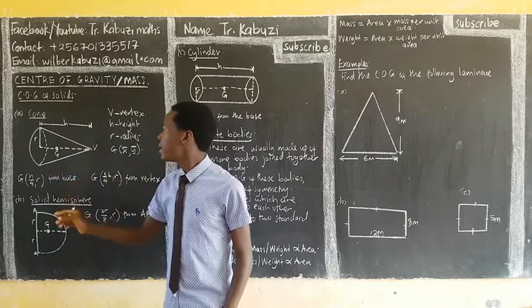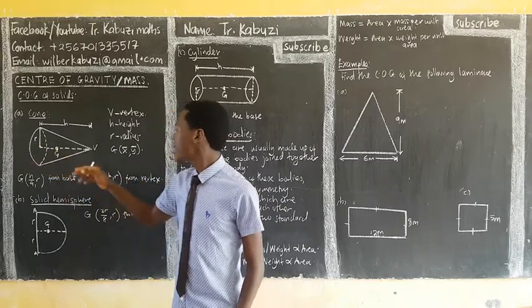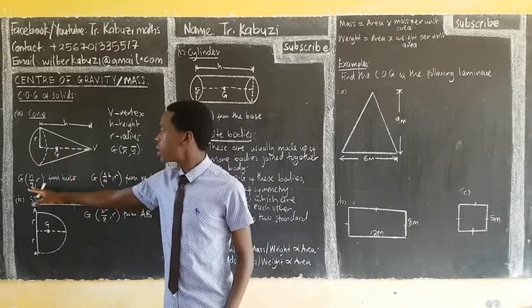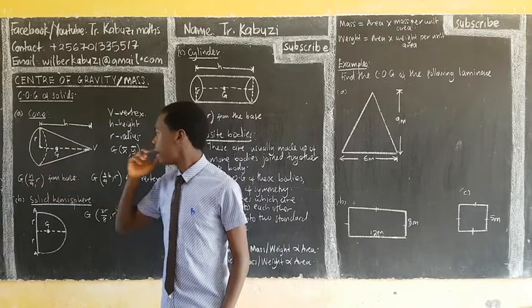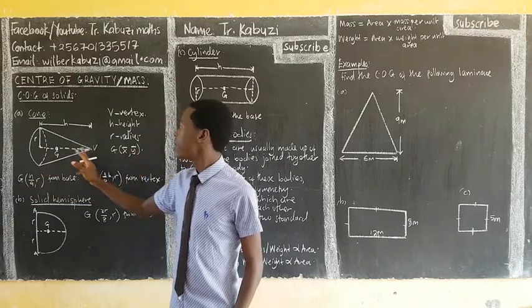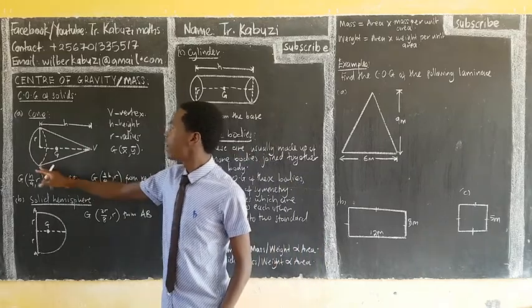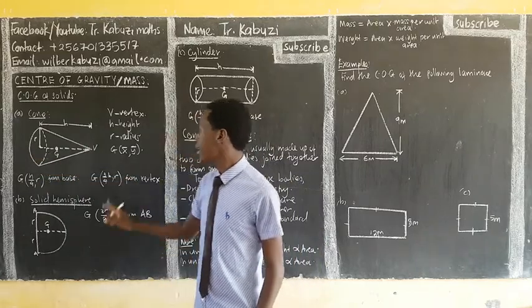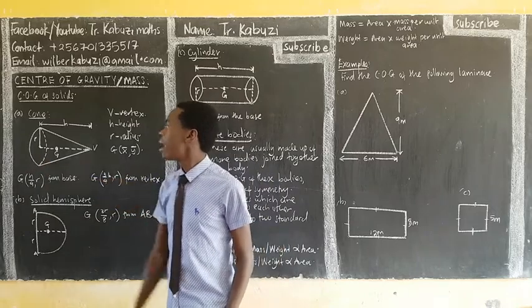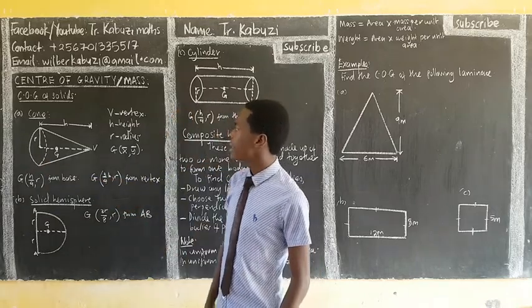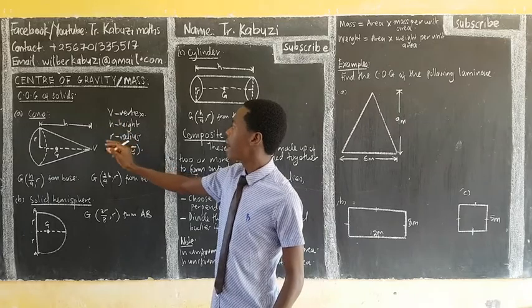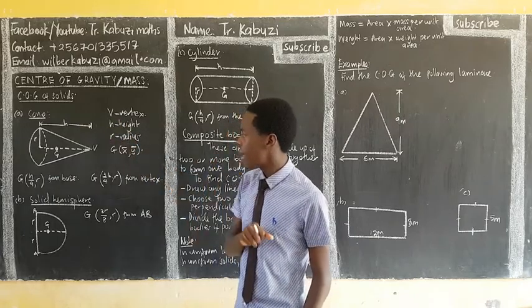So from the base, the horizontal is going to be just a quarter of the height. If you look at it from the vertex, then this one is going to be 3/4 of the height. Then you see from here up here, it's just going to be the y coordinate, as simple as that. Where V is the vertex, H is the height, and R is the radius.